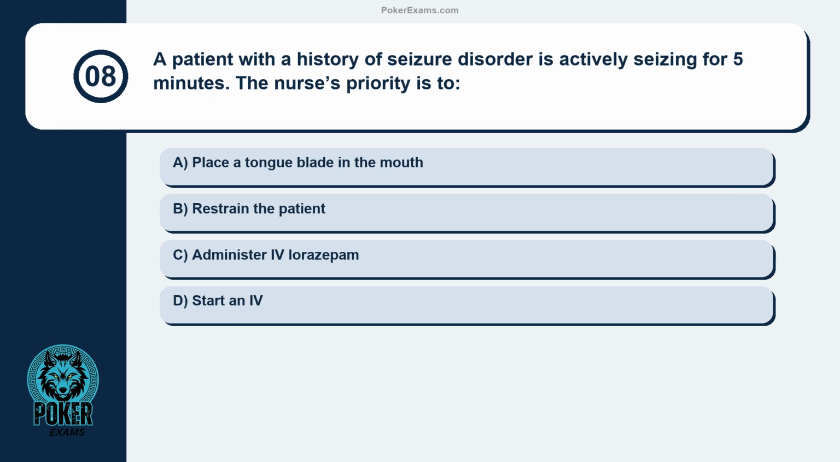Question 8. A patient with a history of seizure disorder is actively seizing for 5 minutes. The nurse's priority is to place a tongue blade in the mouth, restrain the patient, administer IV lorazepam, start an IV.